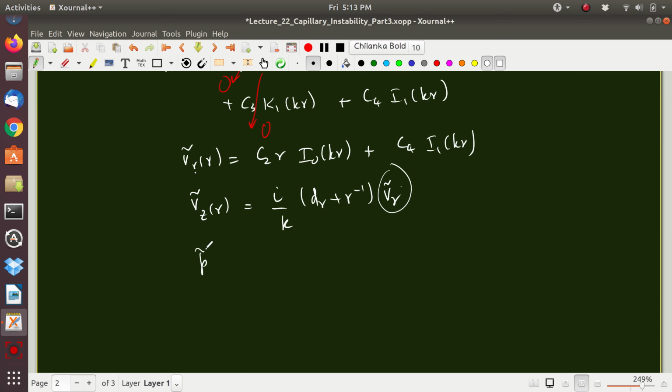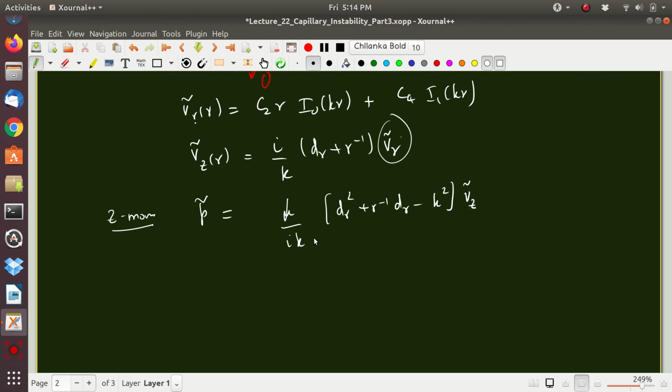The pressure is obtained from the z momentum equation, and from there you can find that the pressure is mu by ik times (dr squared plus r inverse dr minus k squared) operating on Vz. So first you find Vr in terms of these two constants, then Vz in terms of the same two constants by differentiating Vr, and pressure further by differentiating Vz.